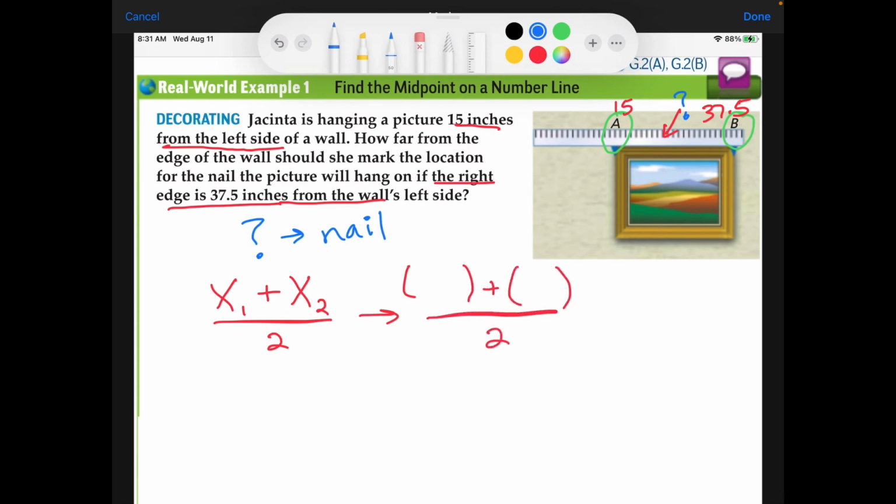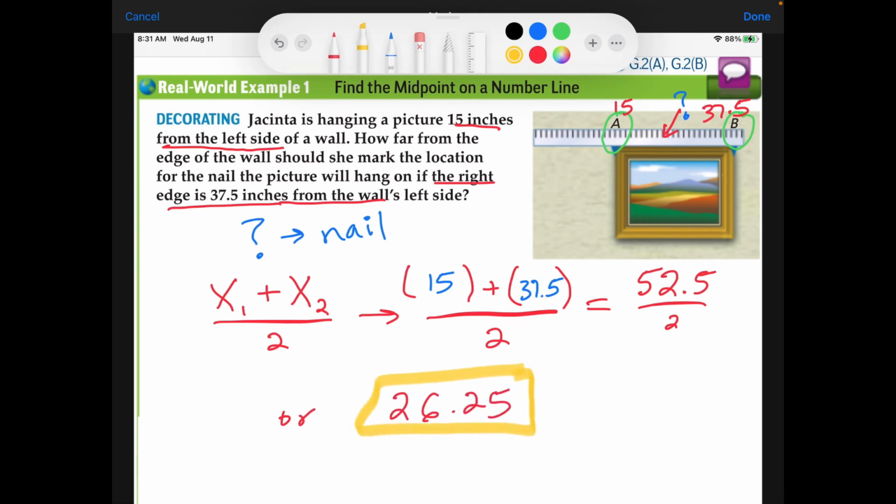Now we said that the endpoints were 15 and 37.5. So if we add those two together, and then put it in a calculator if you need to, that will give me 52.5 over 2, or our final answer would be 26.25. And so the midpoint is located at 26.25 inches from the left edge of the wall.